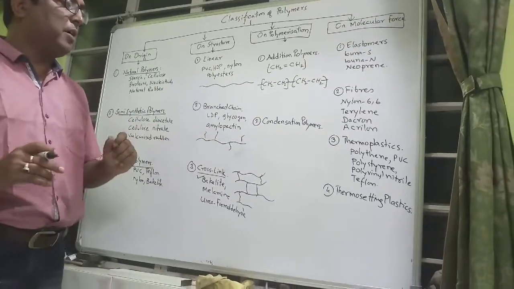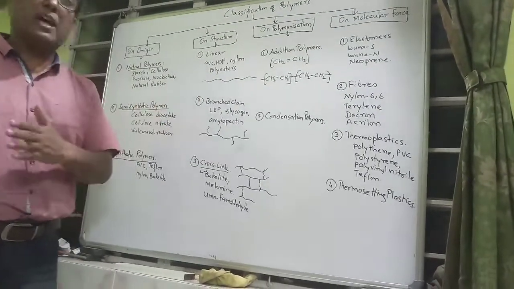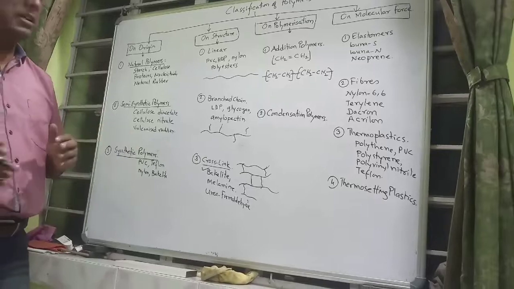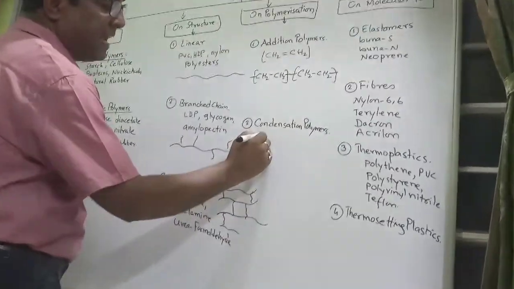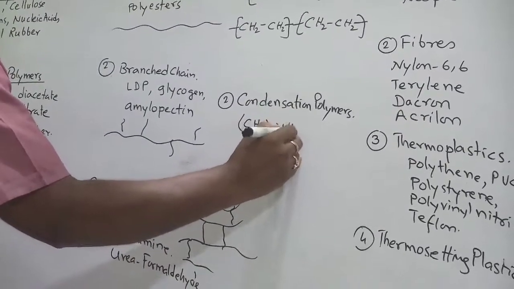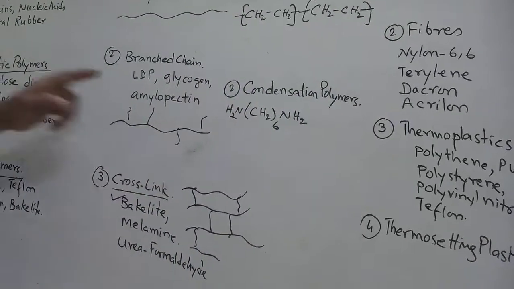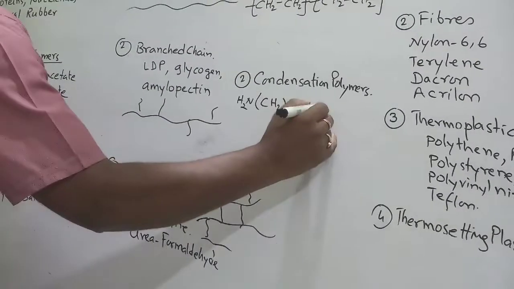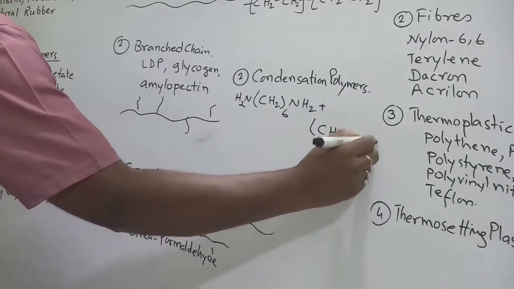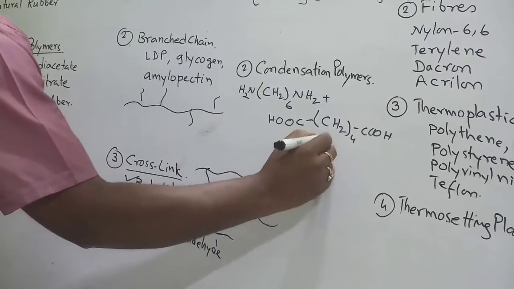But in case of the condensation polymers, when you join the molecules, remember, usually there will be a subtraction of water or any other compound, but there will be a loss in the total molecular weight. If I have examples like this, H2N-(CH2)6-NH2, this is what we call hexamethylene diamine. And if I think about another such compound like HOOC-(CH2)4-COOH, this is called adipic acid.